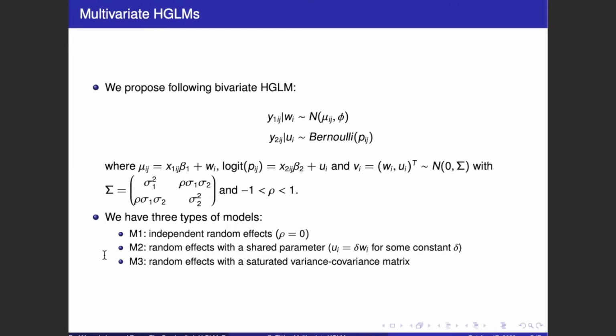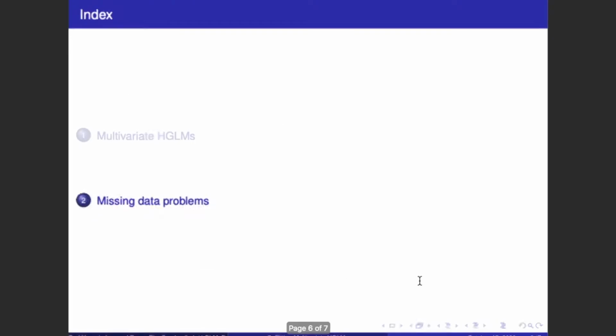At the same time, we have three types of models. Model 1 has independent random effects with rho equals 0. Model 2 has random effects with a shared parameter, Ui equals delta Wi for some constant delta. And model 3 has random effects with a saturated variance covariance matrix.